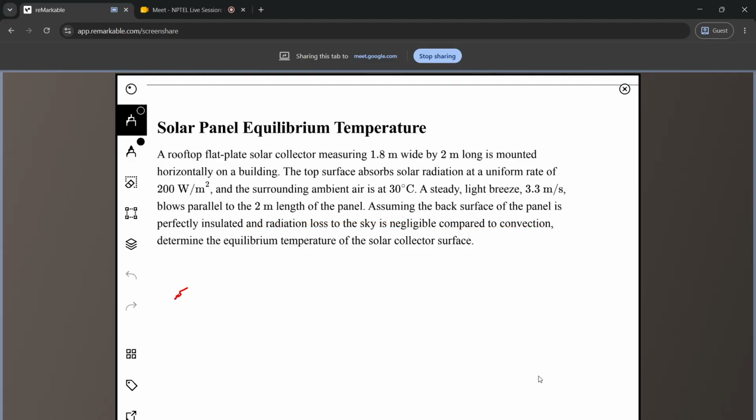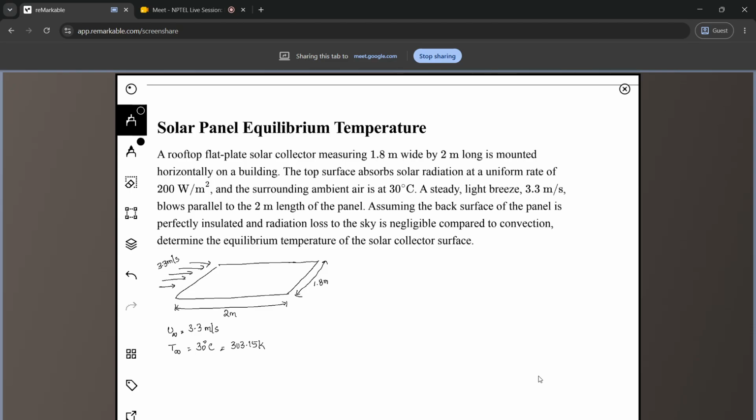So I have a surface like this. This length is 2 meter. I have drawn it proportionally. So this is 1.8 meter, and wind is blowing in this direction, parallel to the 2 meter surface. The value is given as 3.3 meter per second. Temperature is also given. So U infinity is given as 3.3 meter per second, and T infinity is also given as 30 Celsius, which is 303.15 Kelvin.